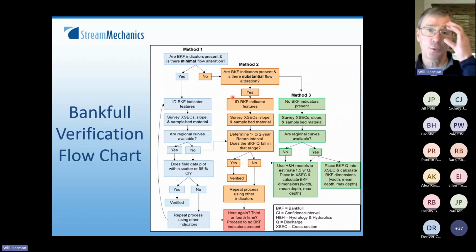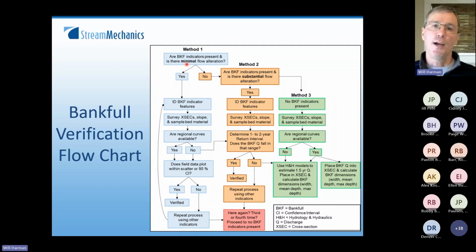What we just went over was essentially method 1, and these are in priority order. So we recommend all practitioners start with method 1, which means you're going to go to the field. And this is the scenario where you have Bankfull indicators present and there's minimal flow alteration.